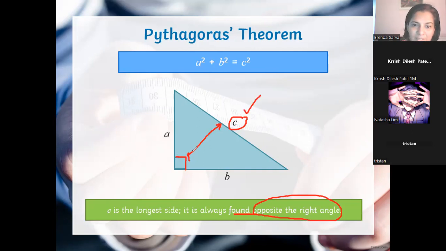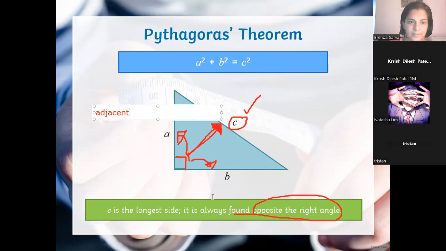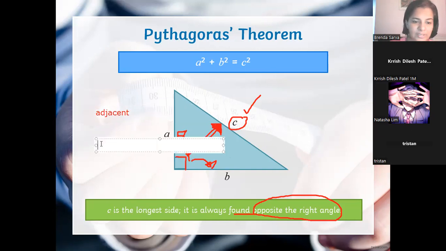Okay? This is opposite. Now, learn these words, okay? Because it will be important later. Opposite is important. And if it's at the side, like A and B, right? Beside you, the word is adjacent. This is the spelling. Yes, adjacent. Okay. So there's two words here, opposite and adjacent. You just improve your vocabulary. A is adjacent from the right angle. B is adjacent. C is opposite. Okay. Enough.